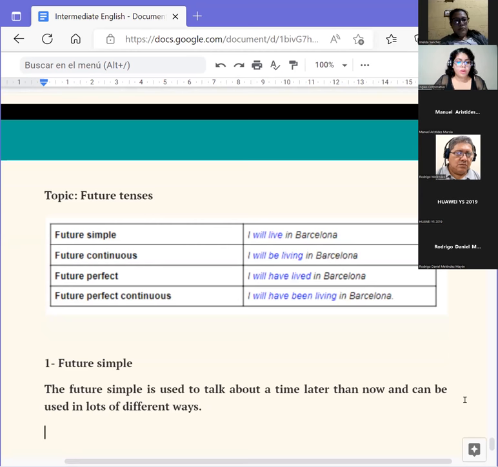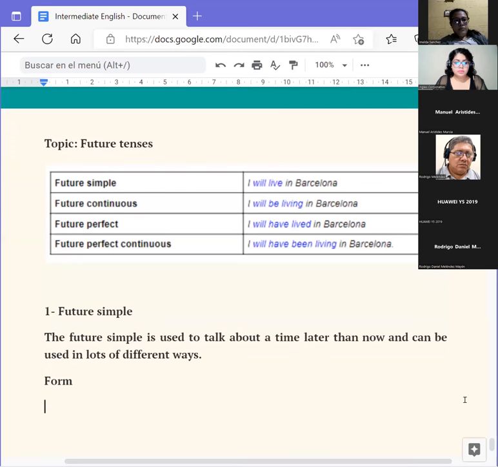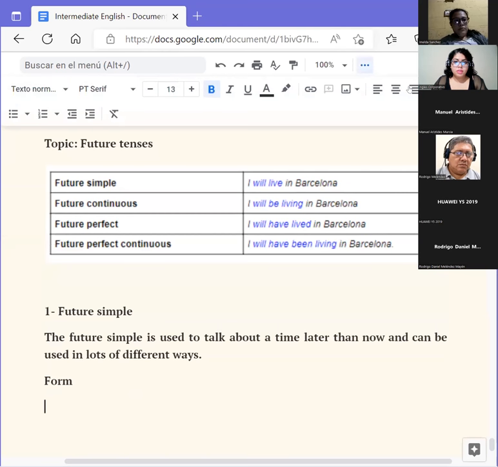So we have the form. And we have some specification about the form of this sentence. So we have the first one, and it says, it's made up of the verb will or won't, which is the negative, plus the base infinitive verb, and in this case, we are not going to use to at the beginning of the verb.